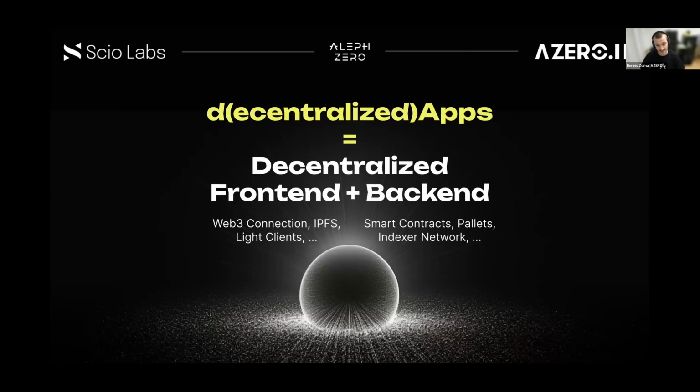On the backend side of things, you don't have a traditional Web2 Postgres or SQL database, but instead you have your storage on the blockchain. That can be either with smart contracts or pallets, or indexed by an indexer network. Today, I will show you how to do it with smart contracts, which is also the way to go on aleph0.